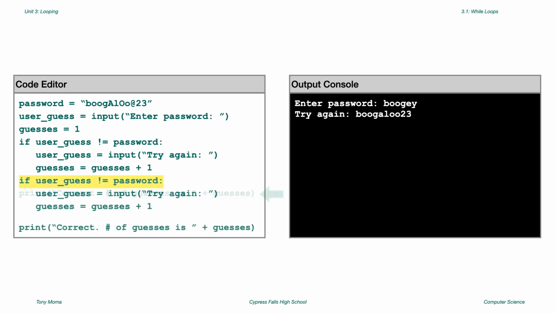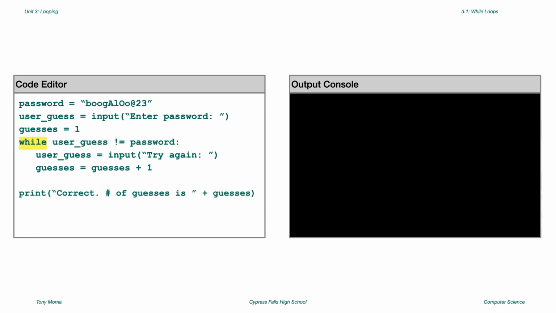Well, one way would be to add another if statement, so that if the user enters the incorrect password a second time, it'll be told to try again once more. But what if the user enters the wrong password a third time, and a fourth time, and a fifth time? The reality is, we don't know how many guesses it'll take for the user to enter the correct password. So rather than write a program that has an exact number of if statements, what we need is a program that'll execute the input command as many times as we need until the correct password gets entered. Or in other words, what we need is a while loop.